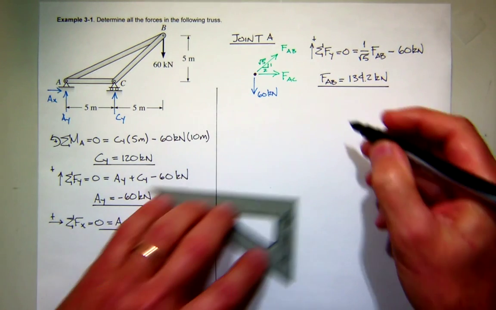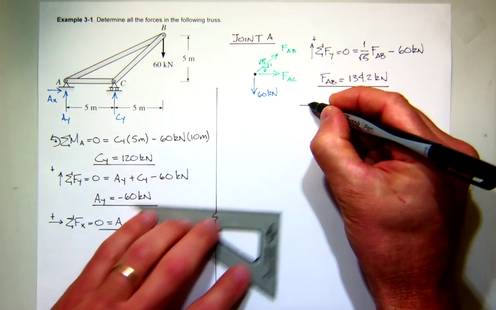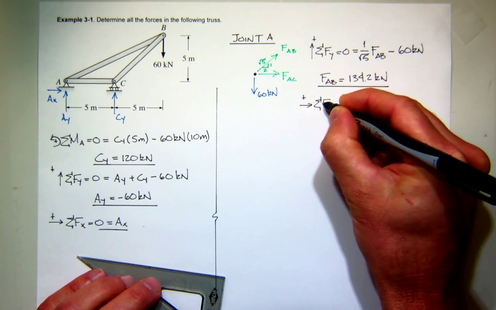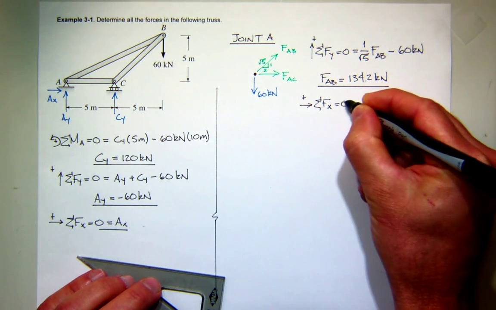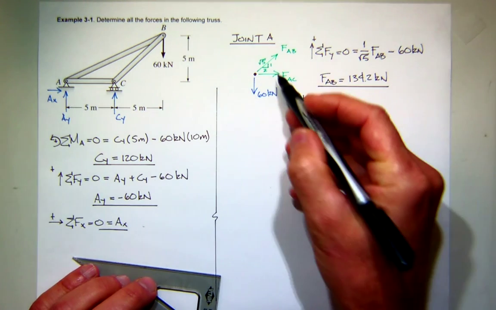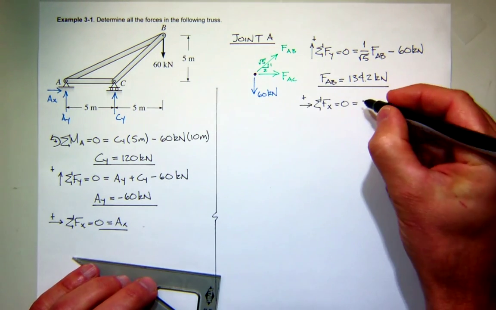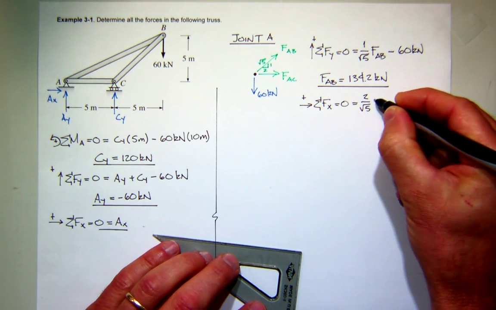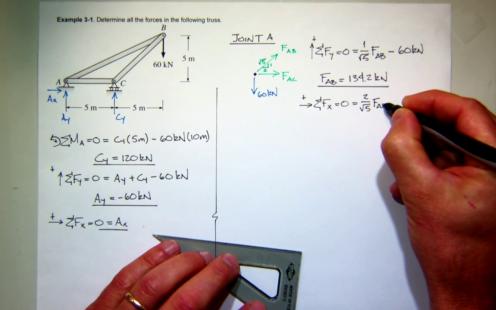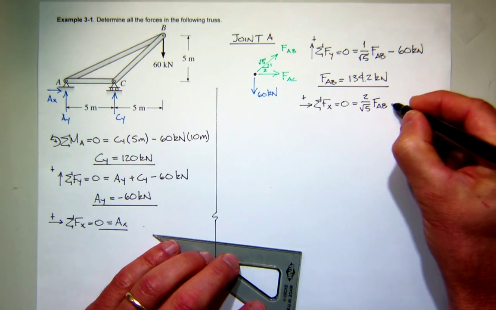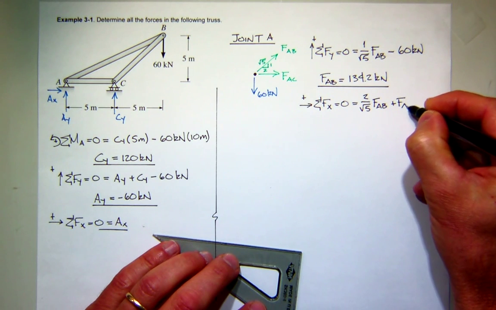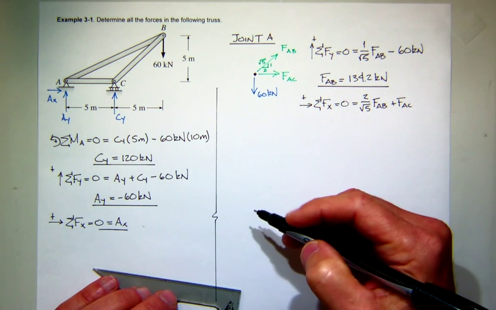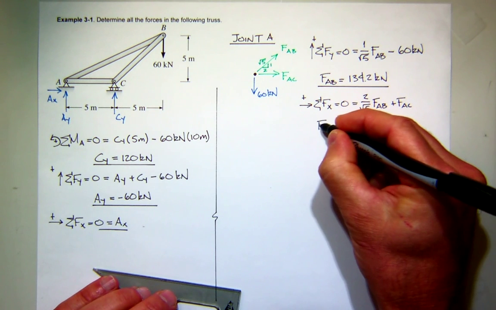That seems good. So now we can come back and we can sum forces in the X direction. I'll assume to the right is positive. We'll make sure they're in equilibrium. So our X component of our force is 2 over the square root of 5, and that's the force AB, plus our force in the AC direction. And we have no applied X forces. So we're done. So you should be able to find the force in AC.